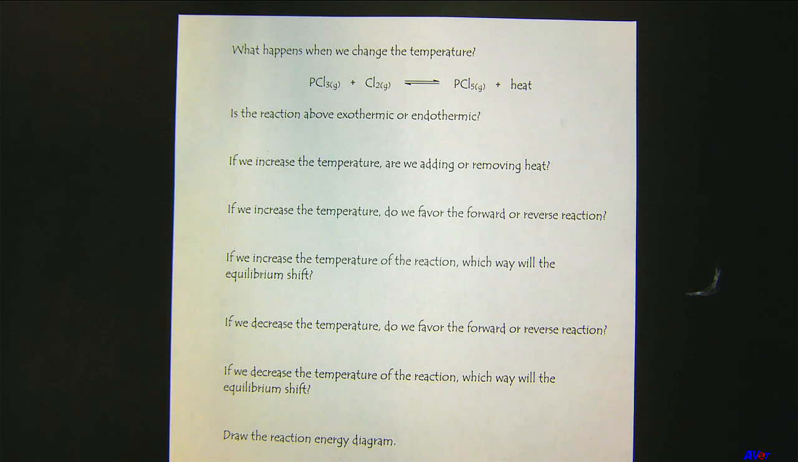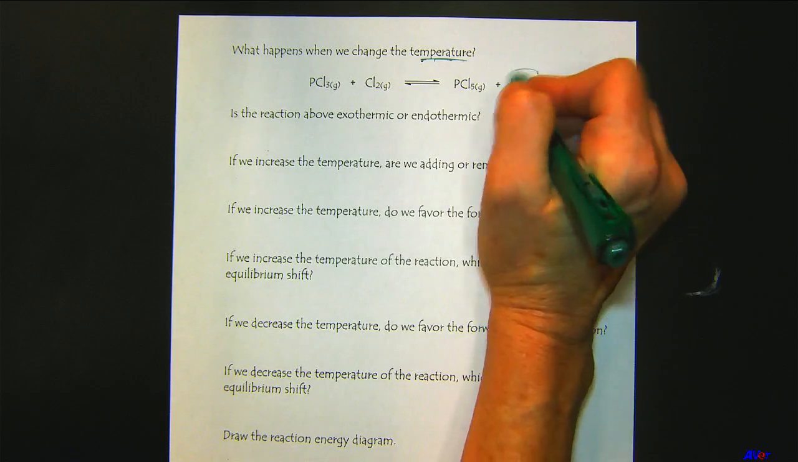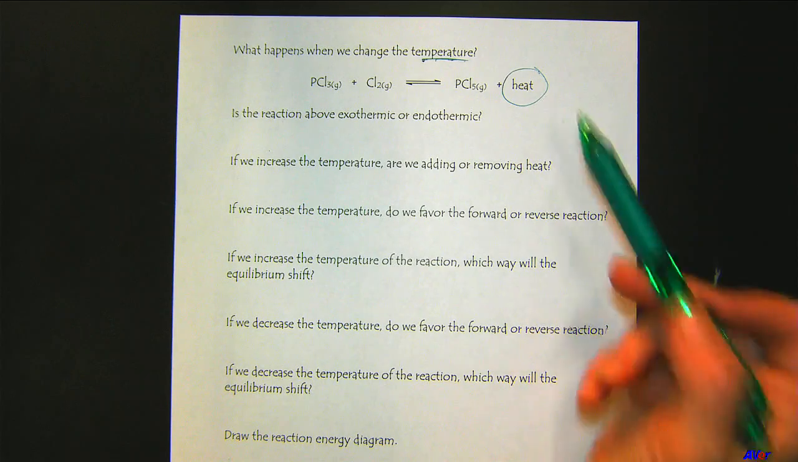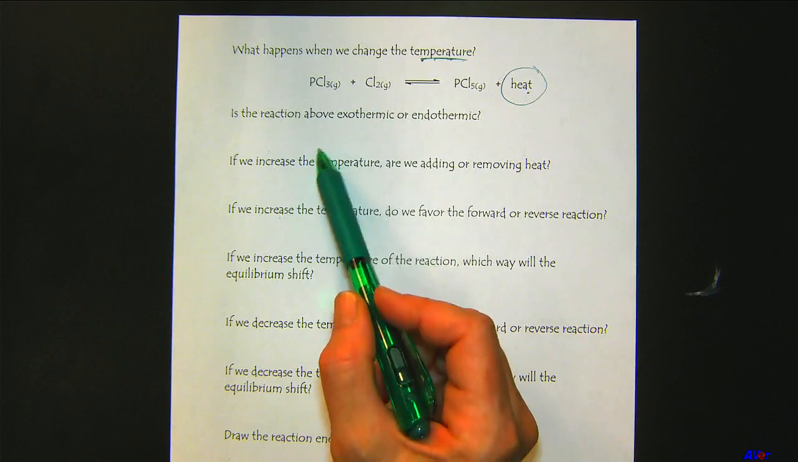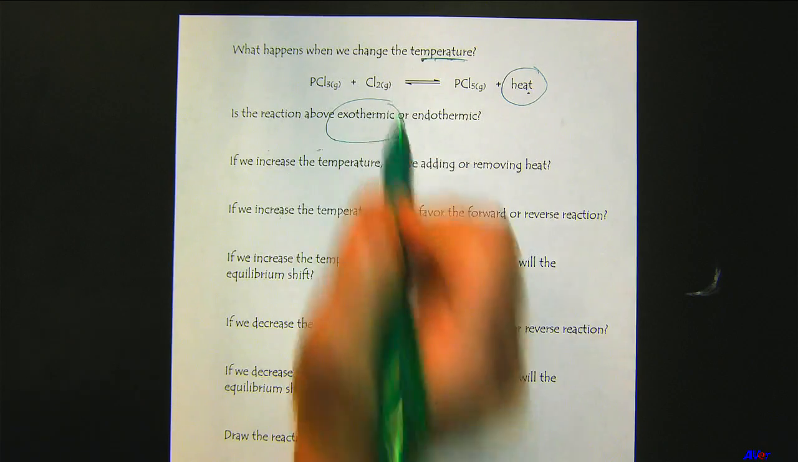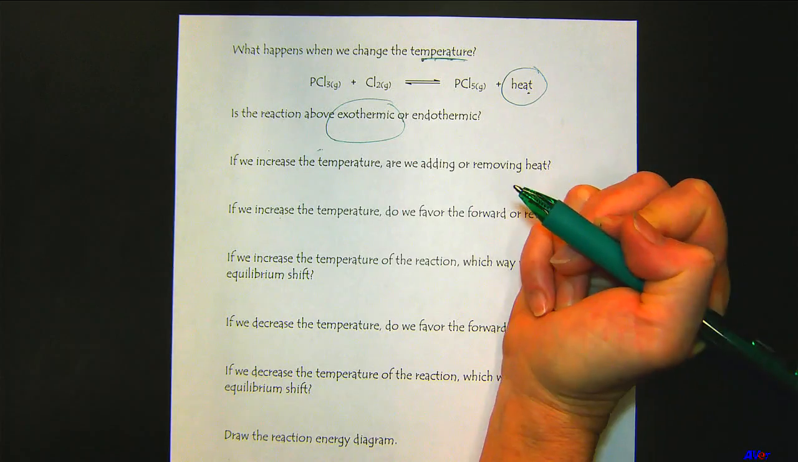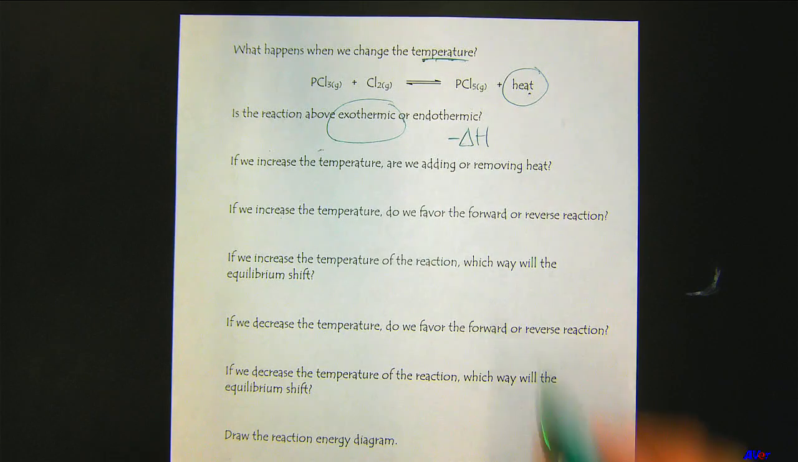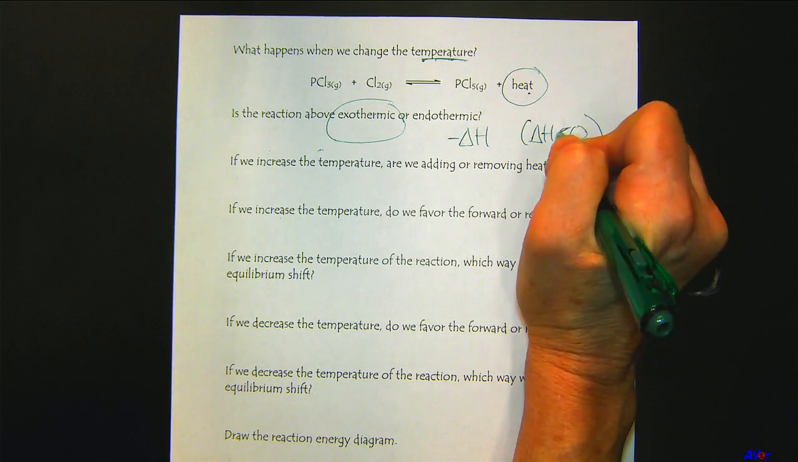All right. So with temperature, this is where we're going to take advantage of understanding whether the reaction is endothermic or exothermic. Here, heat is a product, so we would describe this reaction as exothermic. So the value of delta H, positive or negative? That means delta H is negative, which means it's less than 0.